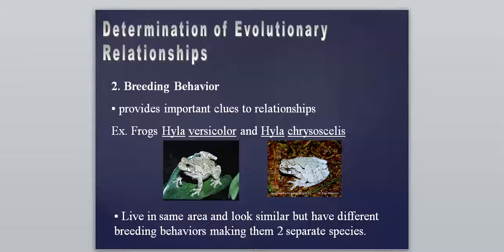So these live in the same area and look similar, but they have different breeding behaviors, which makes them two separate species. A different breeding behavior could mean they have different mating calls, they breed at different times of the year, things like that. So another way we can tell evolutionary relationships, or maybe evolutionary differences, is the types of breeding behavior they have.